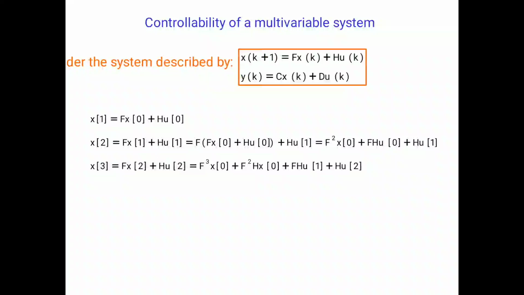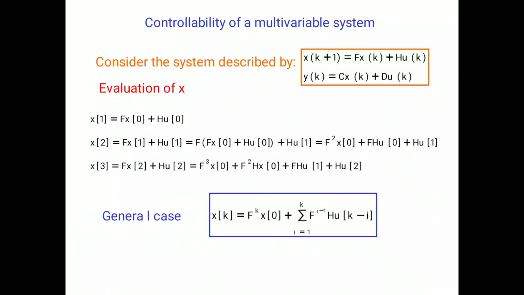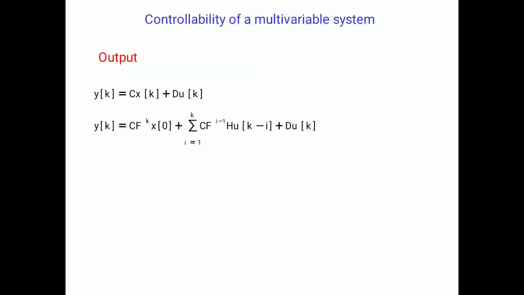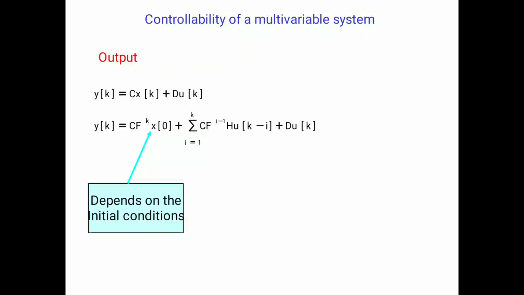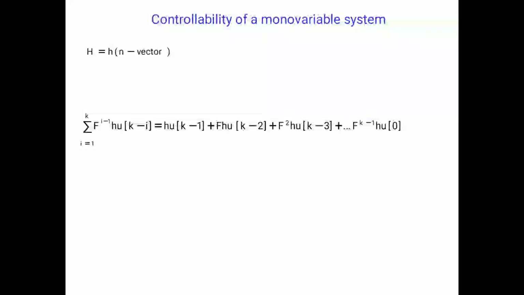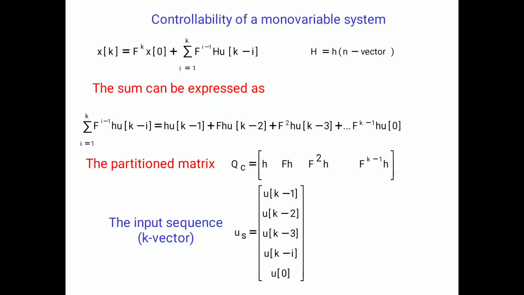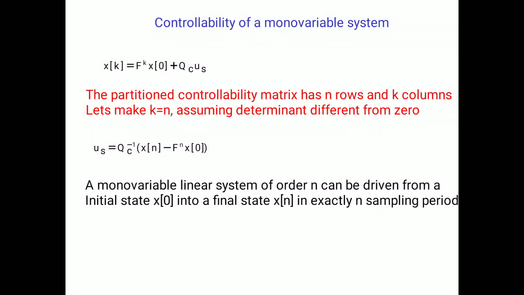First of all, for controllability, the system is described by the equations which are given. For that we can find out the values of x, evaluating for values of k equal to 1, 2, 3, and so on. In the general case, the output is this one, and we can put the values of k there. It depends upon the initial condition x of 0 also, the evaluation due to the input, and it depends directly on the input also. So what is important is to find out the rank of the matrix in this particular controllability analysis.